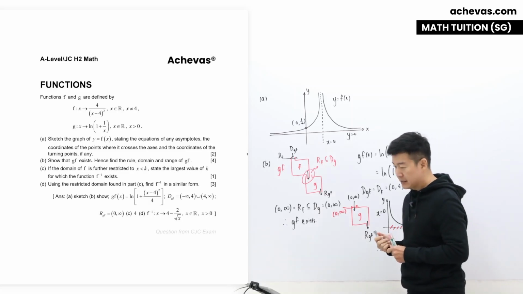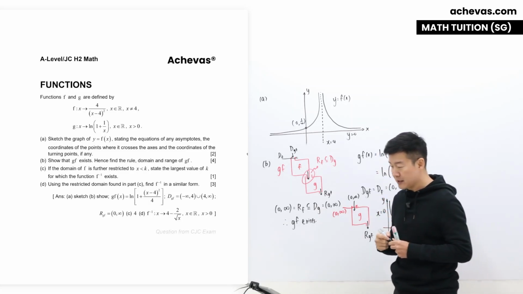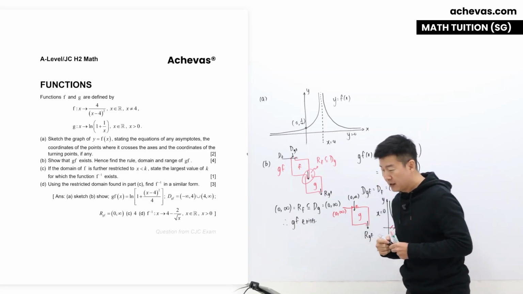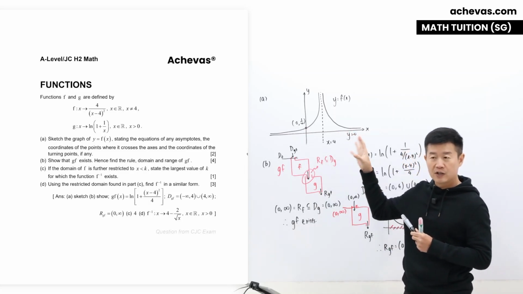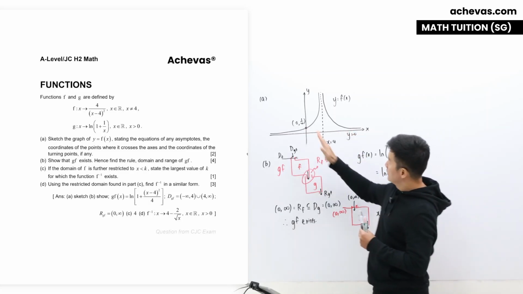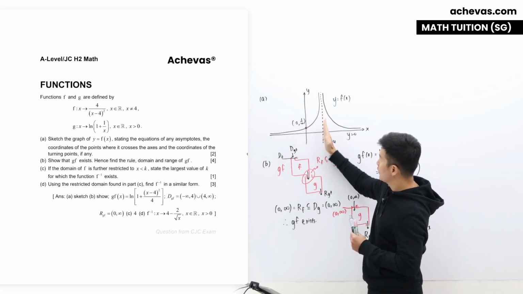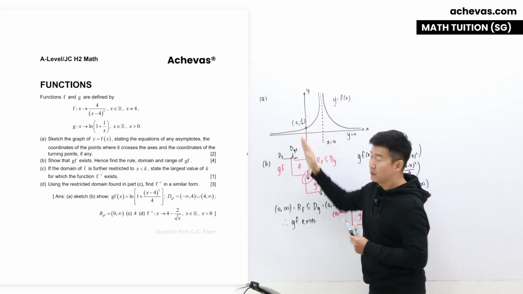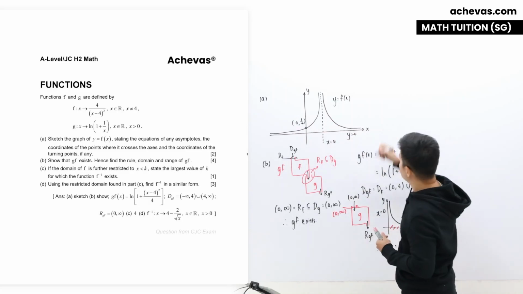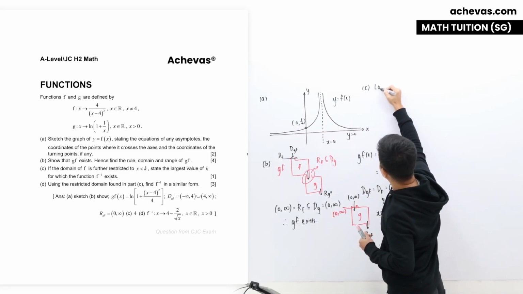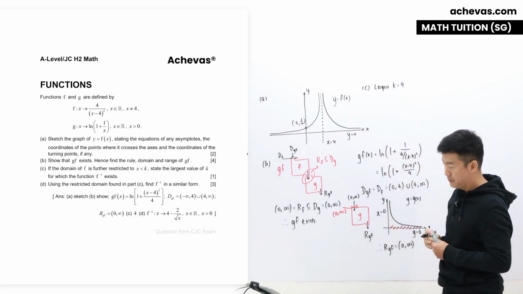And then for part C, if the domain of f is further restricted to be such that x is less than k, state the largest value of k such that f inverse were to exist. So we want a one-to-one function for f so that f inverse can exist. If k is going to be here, when x is less than k, it is a one-to-one function. The maximum we can go will be until here, where anything to the left of 4 is still going to be considered a one-to-one function. It is going to be passing the horizontal line test. That is why for part C, the largest possible value of k is going to be equal to 4.